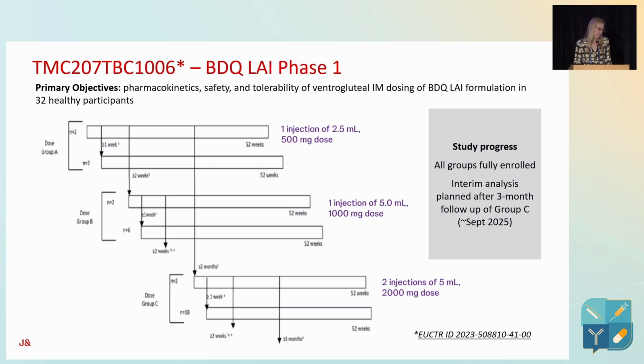We're happy to say that we are just recently fully enrolled, so we have everyone that's been dosed in the study, and we have an interim analysis planned after the 3-month point, following up mostly for safety, but some PK sampling of group C. So our interim analysis will be in roughly September of this year.